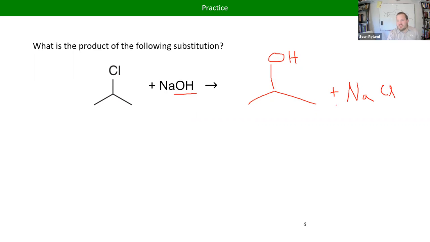The chloride just gets paired up with the sodium. But really, we just wind up with the chloride floating around. We're just replacing the chloride with the hydroxide. That's why they call it a substitution. Pull one thing out, put in something else.